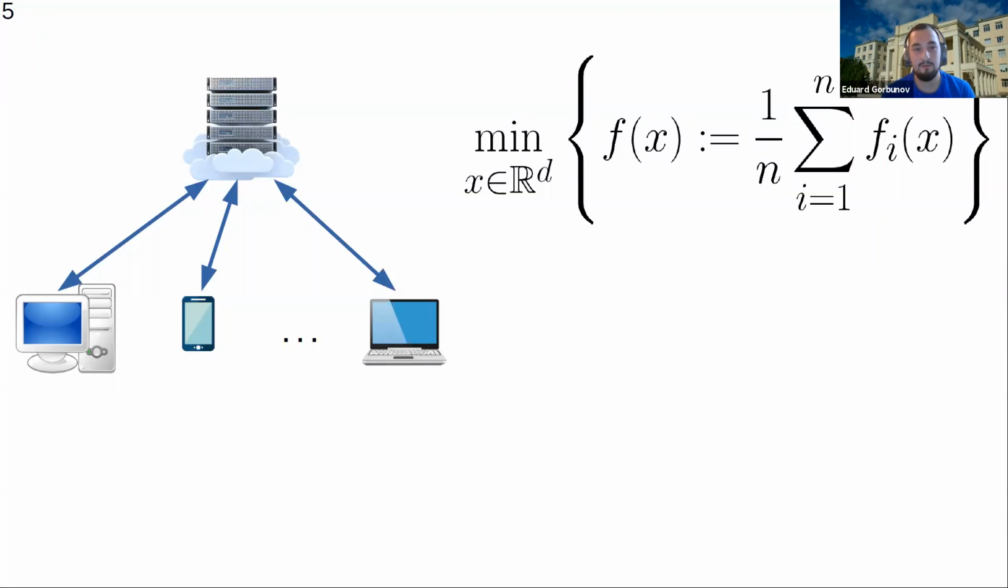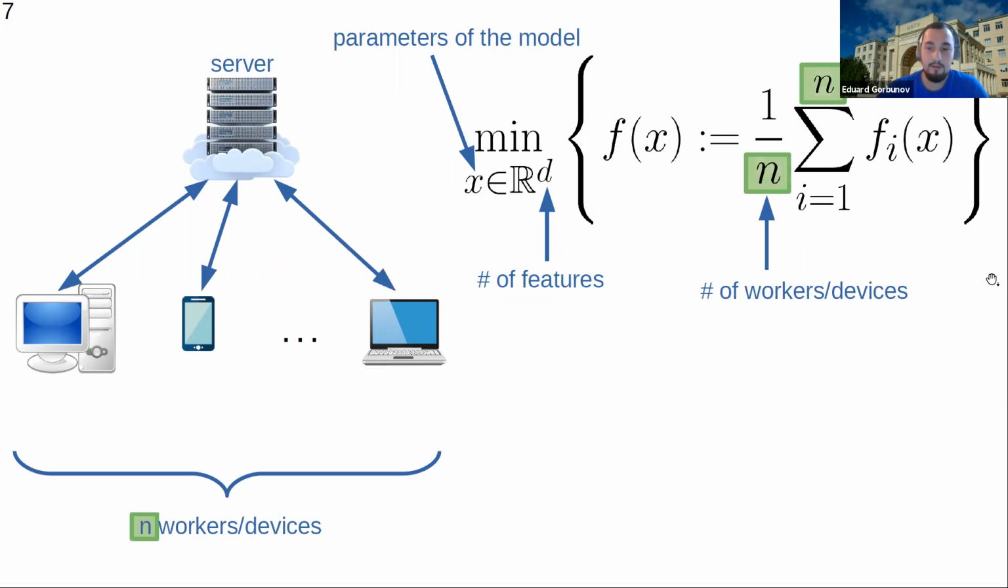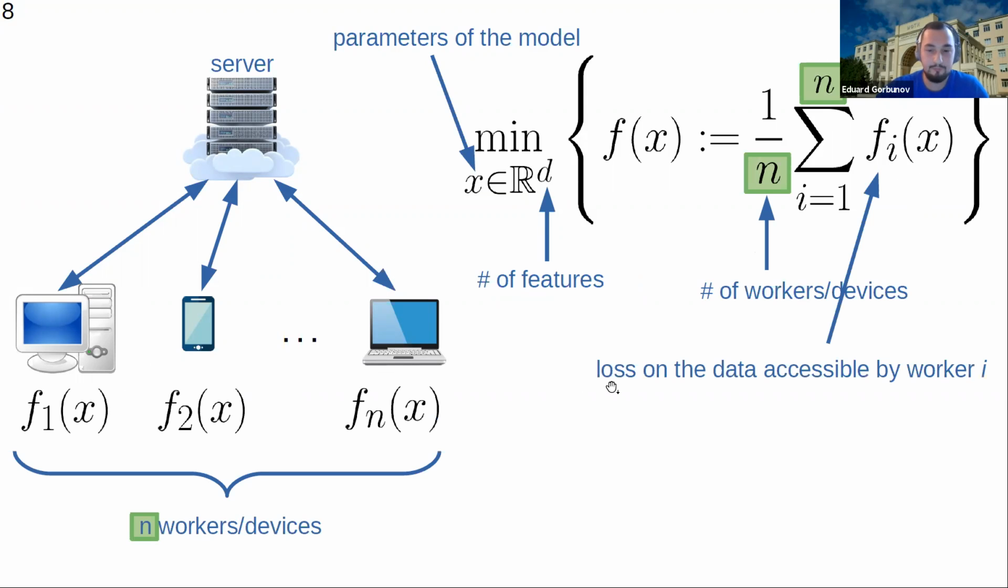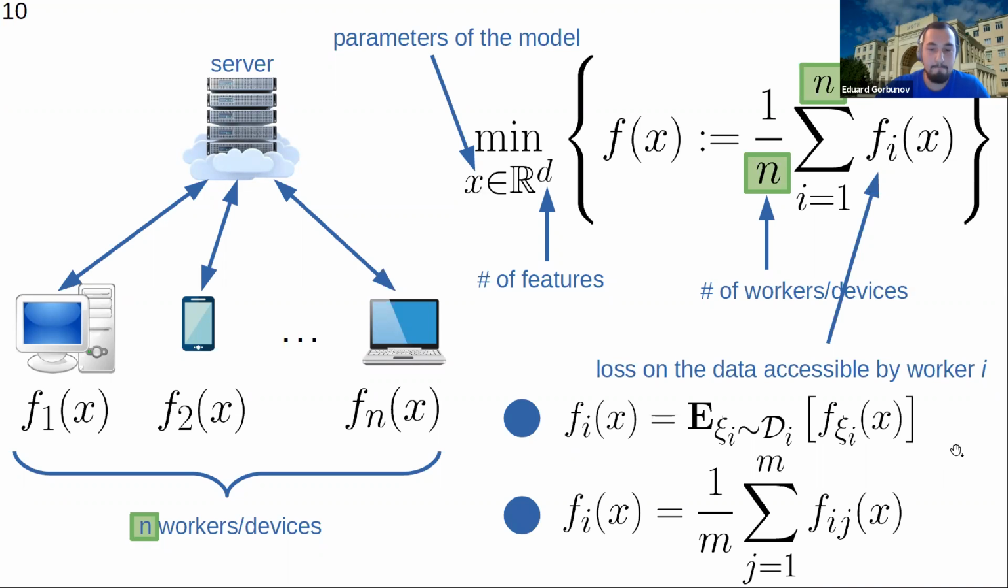In our paper, we are focused on the distributed optimization problem. Here, we want to minimize some function f, and it depends on x, which can be parameters of the model. For example, d is the number of parameters, and function f has the form of a finite sum. We also have some network. So we have n devices connected with a server in a centralized manner, and each device has its own function f_i. It can be a local loss function for the corresponding device. These loss functions can be either expectations or finite sums. So it's a pretty general problem.